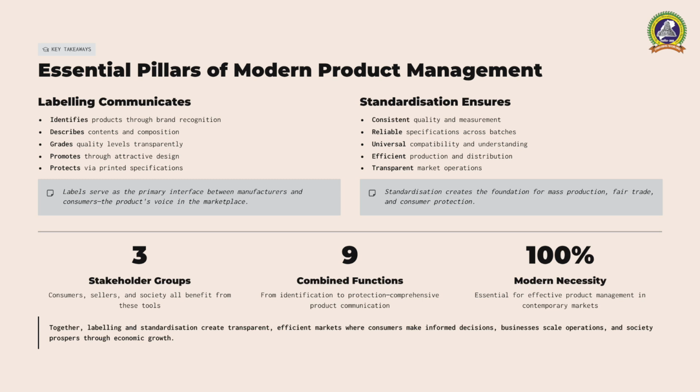We then explored standardization, the process of ensuring uniformity in size, quality, and performance. We learned that standardization benefits the consumer through ease of purchase and protection, the seller through wider market and financing, and society through mass production and employment. Understanding these concepts is essential for any student of marketing as they form the bedrock of trust in commercial transactions. That brings us to the end of today's lecture.